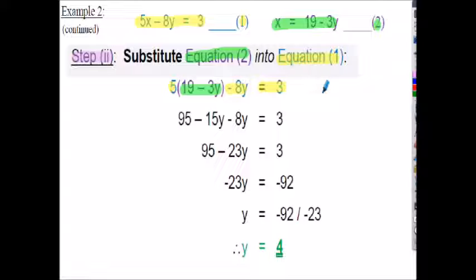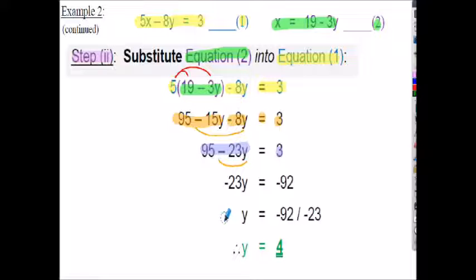And the rest of the solution is purely algebraic rearrangement to find y. So all we do now is expand the brackets, so 5 multiplied by 19 and 5 multiplied by the negative 3y. On the next line that gives us 95 minus 15y minus the 8y from above, and that's still equal to 3. Bringing our like terms together, we have a negative 15y and a negative 8y. So that gives us the negative 23y shown here. So on the next line we get 95 minus 23y is equal to 3.